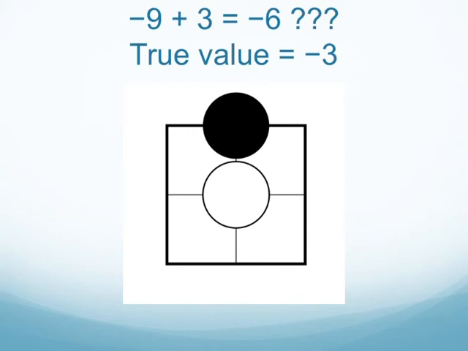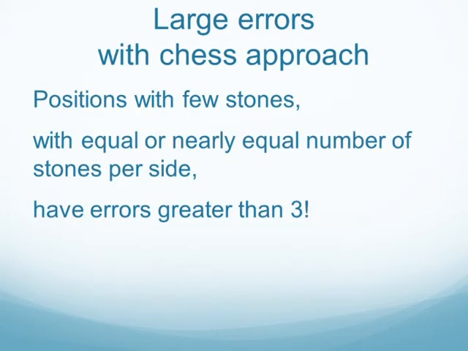And that's 3 points off. That's a rather large error considering that there are only 9 points on the whole board. However, values or errors that large are not atypical. So it turns out when we take the approach of chess and add up the values of individual features, we get fairly large errors. Positions with few stones, even if they have equal or nearly equal number of stones on each side, can have errors greater than 3 points.